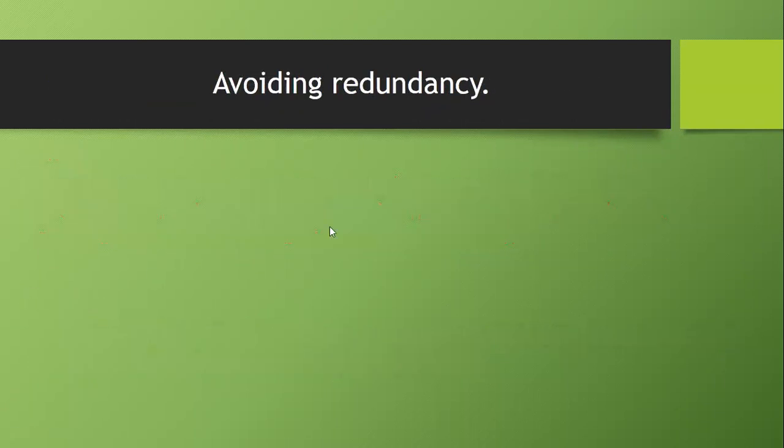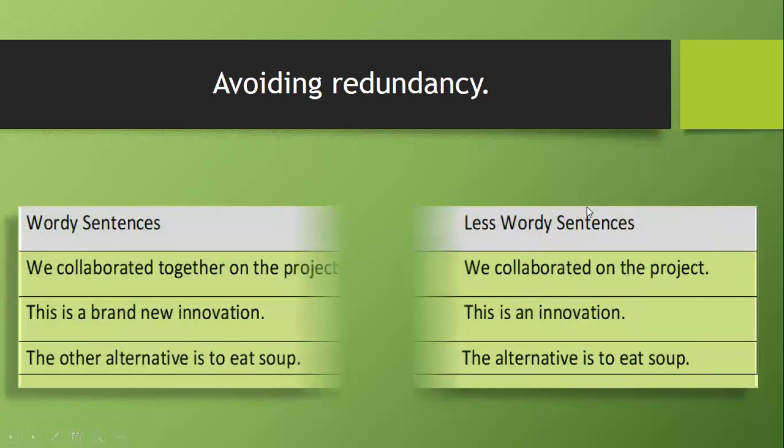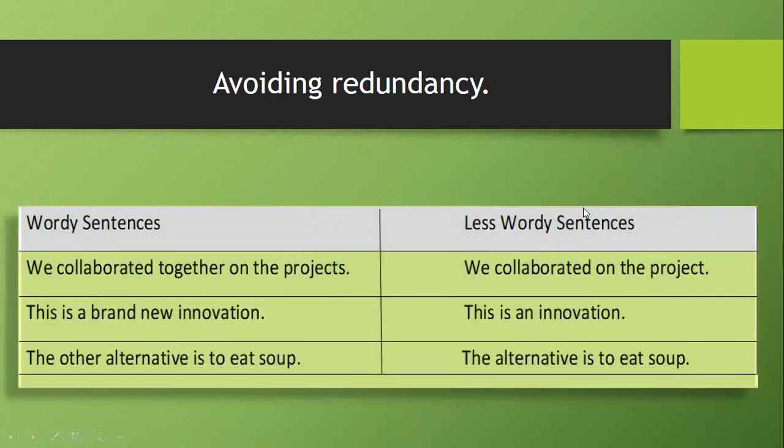Okay, so to avoid redundancy, we have wordy sentences and less wordy sentences. We collaborated together on the projects. We collaborated on the project. If you can see, the left column is more wordy and the right column is less wordy. Collaborate implies together already, so we don't need the word together in there.